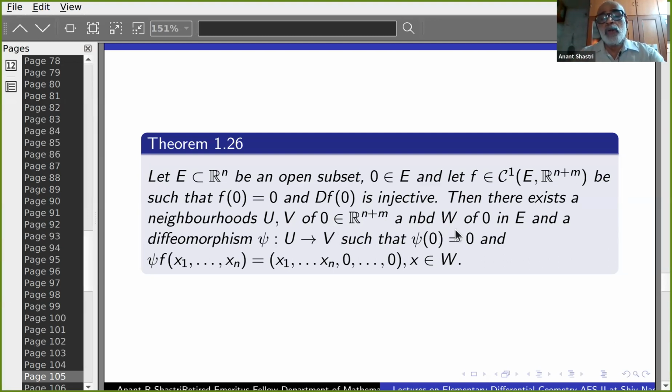Okay, so this phi is a diffeomorphism of a small neighborhood of 0 to a small neighborhood of 0, such that after the change of coordinates, f followed by psi, x1, x2, ..., xn, is just the inclusion map: x1, x2, ..., xn going to x1, x2, ..., xn, 0, 0, 0, for all points inside this neighborhood.